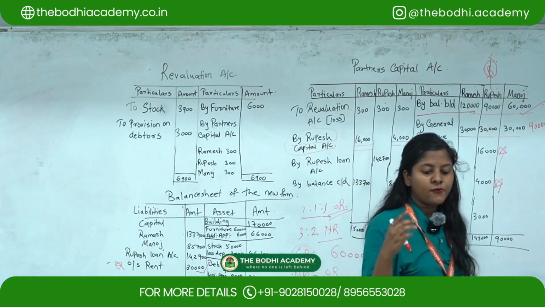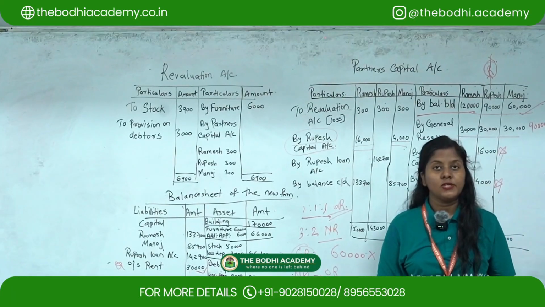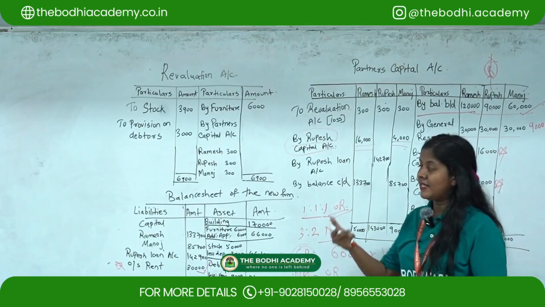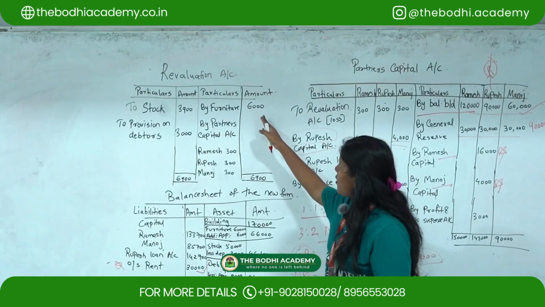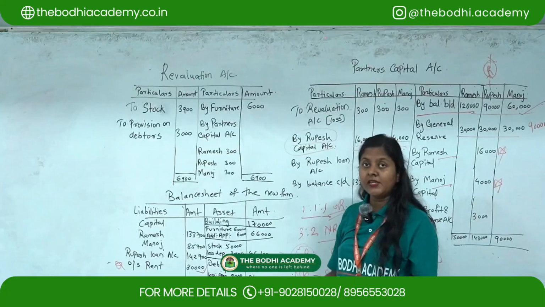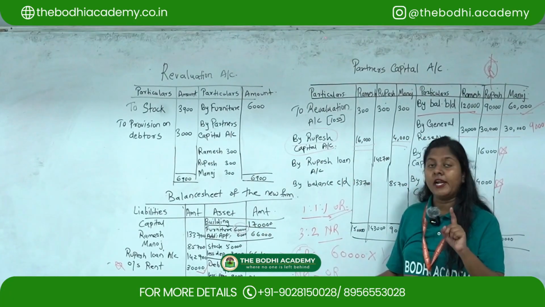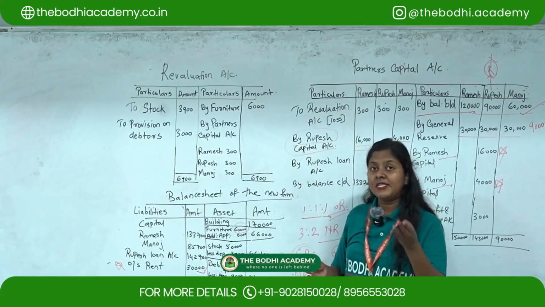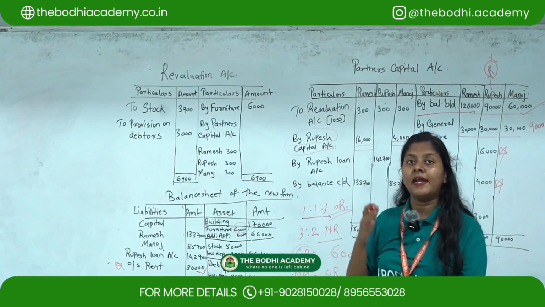Now, the next is furniture appreciated by 10% and stock to be shown as 46,100. They are saying that the value of the furniture has appreciated, and whatever asset value has appreciated, we show it on the credit side of the revaluation account. The furniture given in the trial balance is 60,000. On 60,000, you find 10%, which gives you 6,000. Since it is appreciated by 6,000, I'm going to show it under the revaluation account on the credit side.